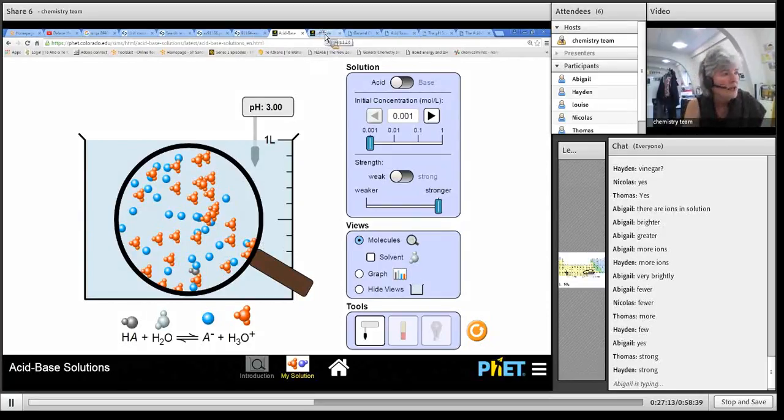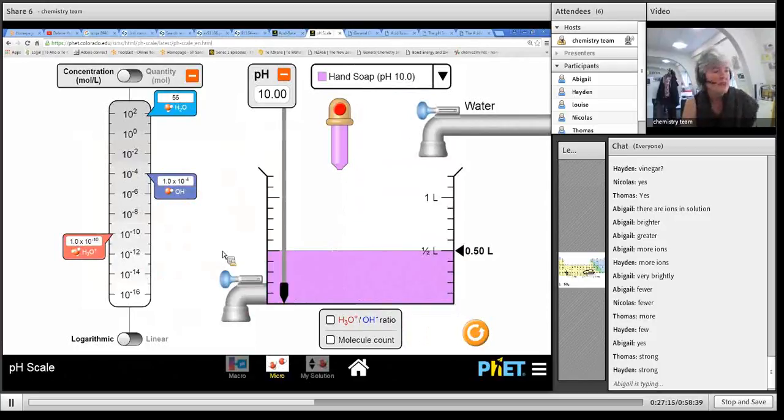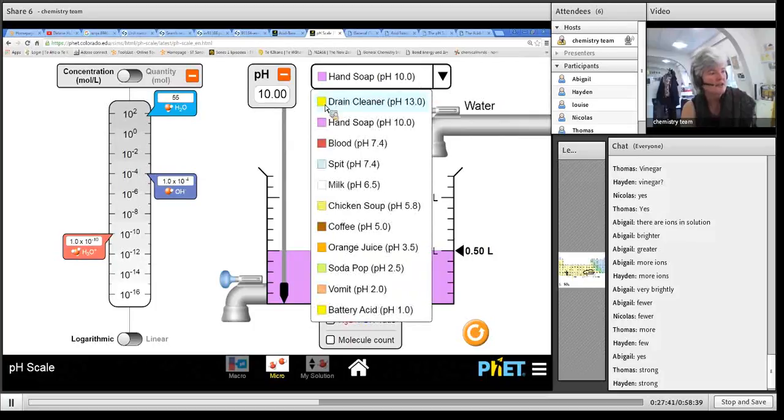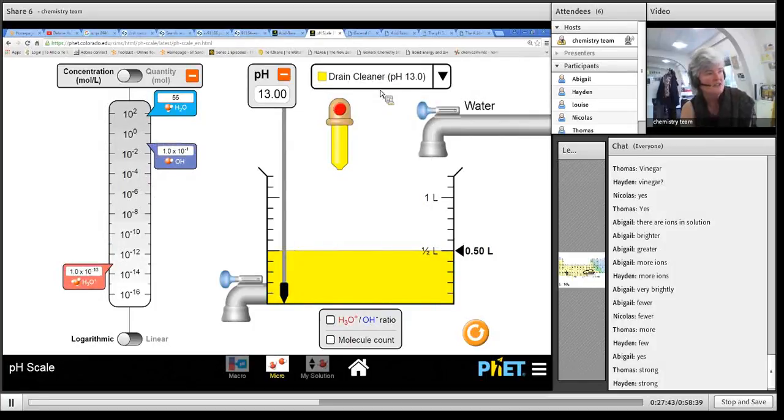Now, the pH scale is another simulation by PhET, and what this is useful for is it shows you what happens to the hydronium ions and the hydroxide ions. So I'm just doing logarithmic, okay? So if I just change my solutions, drain cleaner, for instance, is pretty basic.